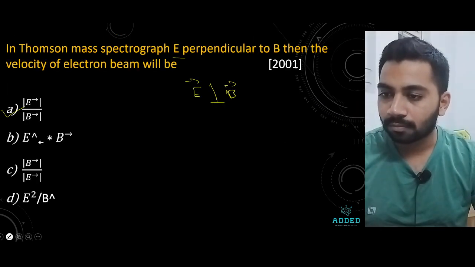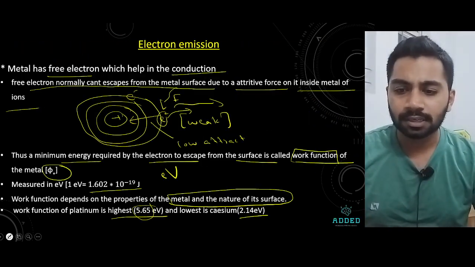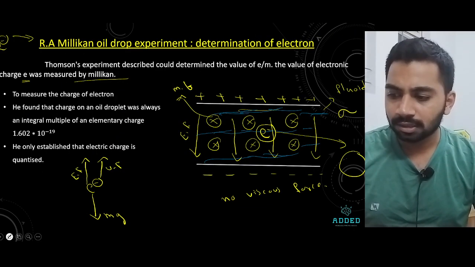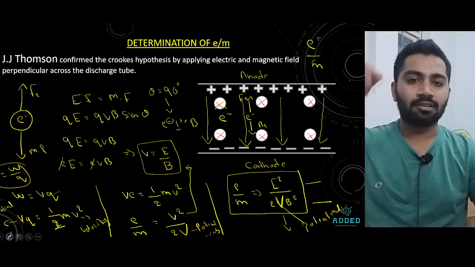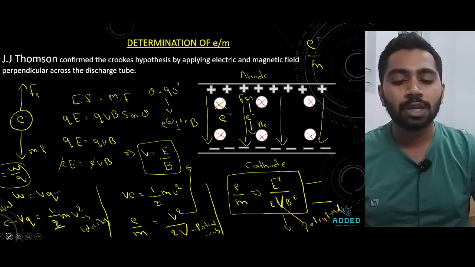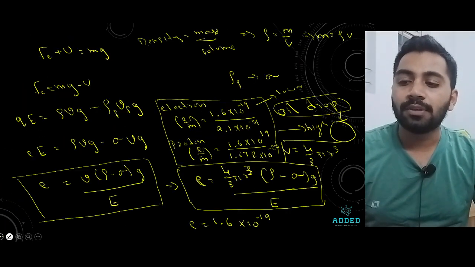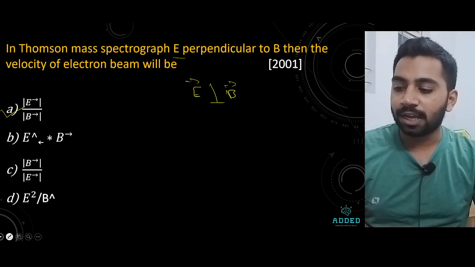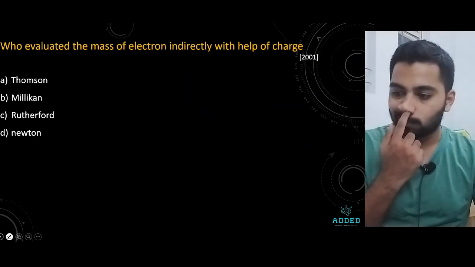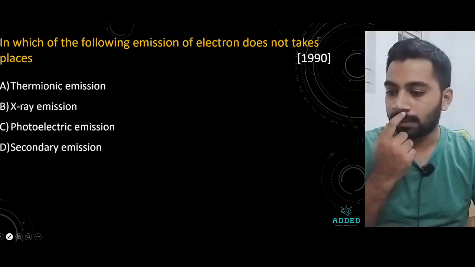Wait, I will show. See here, e/m is equal to E square by 2V B square. Future doctors, future engineers, future IITians, what are you doing? Okay, how many slides are remaining? Okay, 3 slides.